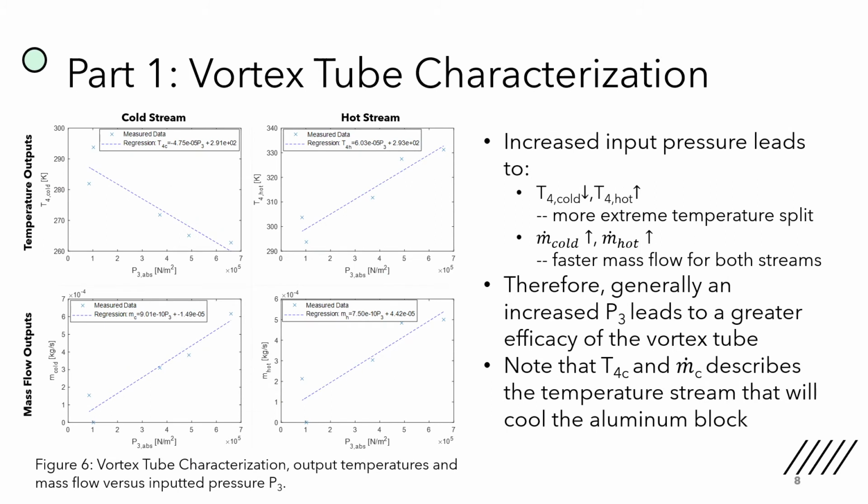Now that the steady state data has been collected and averaged, we can actually characterize the vortex tube behavior by seeing how the output hot and cold streams react to an increase in inputted pressure, P3. Generally, the cold air gets colder, the hot air gets hotter, and both streams move faster when P3 is increased, meaning that the efficacy of the vortex tube split increases when the inputted pressure increases as well. Note that only the cold stream flows to the aluminum block for refrigeration purposes. In the overall experiment, the hot stream is discarded into the air.